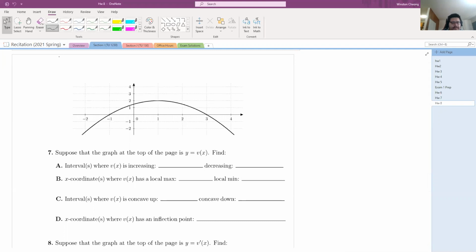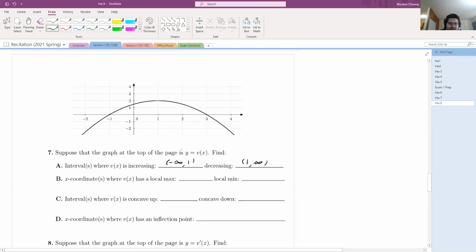Okay. Right. So let's see, 7. This is just the function v in this case. Increasing means that the derivative is positive, decreasing means the derivative is negative. But we can also just read it off from the graph visually since this is just the function v of x. And so that means increasing should be from minus infinity up to 1. Decreasing should be from 1 to infinity.